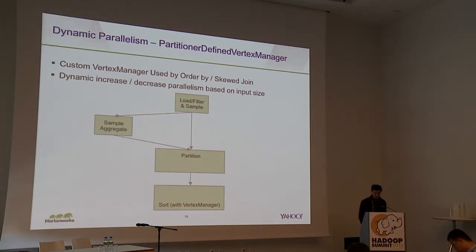Order by, on the other hand, estimates the parallelism based on the sample collected. In order by, we will first sample the input data to decide how many tasks to use in sorting, and the key range for every task.